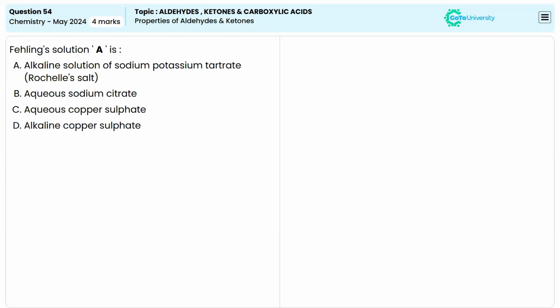So coming to the first question, it is given that Fehling's solution A. We have to identify what is Fehling's solution A. Actually, Fehling's solution is usually used to test for the presence of reducing sugars. Fehling's solution can be prepared by mixing Fehling's A and Fehling's B. So Fehling's A will be the copper sulfate solution.